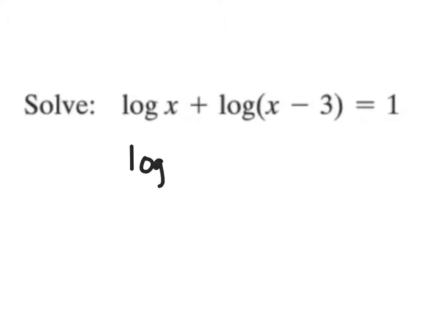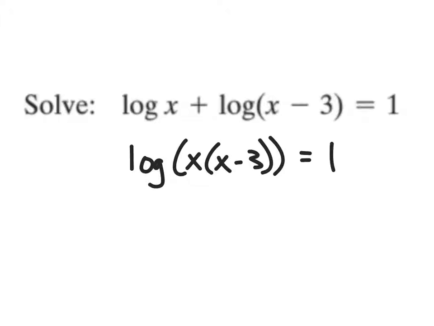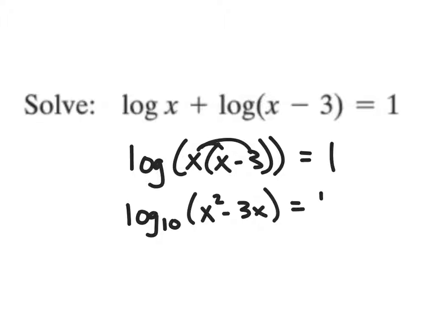We're going to get log of x times x minus 3 is equal to 1. Now, when I write that, this has a base of 10. So if we don't have a base, it's a base 10. So log base 10, and let's distribute our x here, of x squared minus 3x is equal to 1.